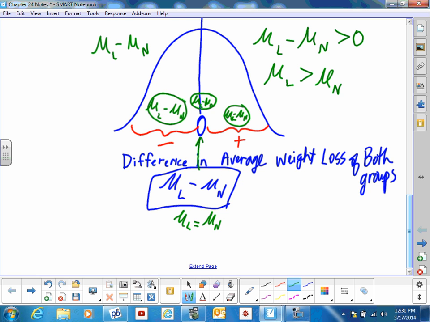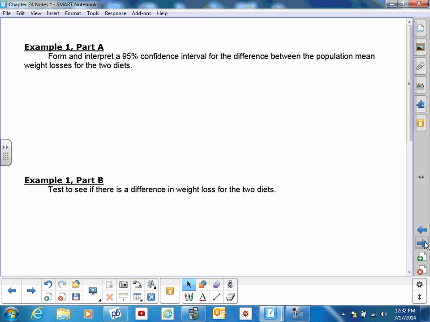Good. This number here, the second one, the other diet, was the bigger number. That's why you got a negative difference. So actually, the other diet had a higher average weight loss. Okay, so it's critical. You understand? One normal curve made up of the differences. Okay, so now let's do our problem.